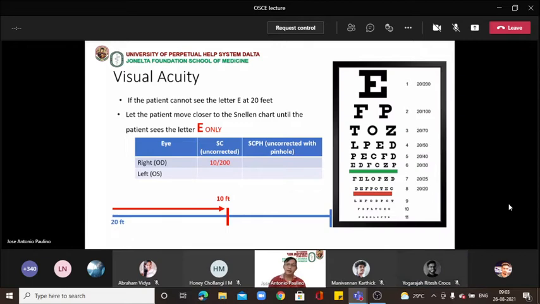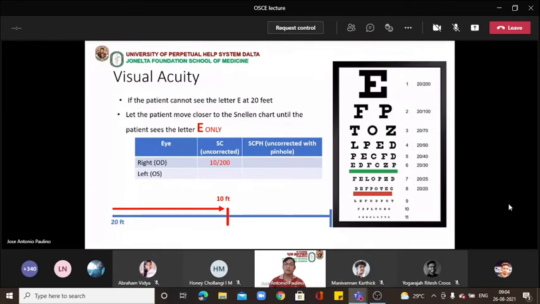If the patient cannot read the letter E at 20 feet, they move forward until they can read the letter E only. Once they read the letter E, the numerator will be the distance from the Snellen chart, and the denominator will be the letter E with a score of 200. So always, if the patient moves forward, it will be recorded as over 200 because the letter E is the basis. The only thing that will change is the numerator.